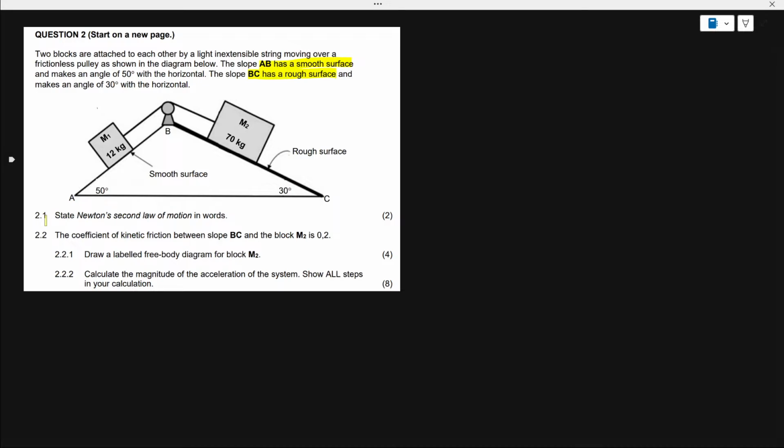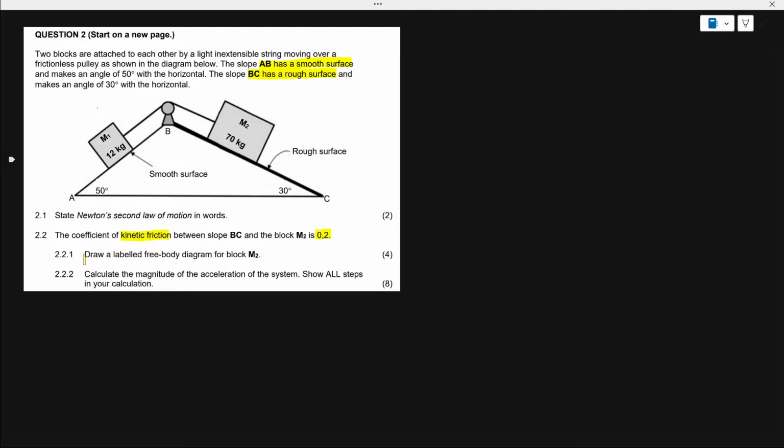2.1 State Newton's second law of motion in words. And I'm sure that you can agree with me that this is pretty much straightforward. Now, 2.2 says the coefficient of kinetic friction between slope BC and the block M2 is 0.2, as we were told that the slope BC has a rough surface. So this meant that there is friction. So it's not a surprise that they are giving us the coefficient of kinetic friction.